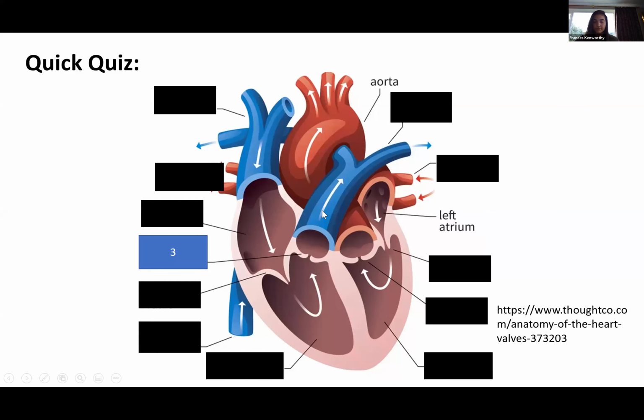Number 2 as well, great, 75% getting it right again. That is the left atrium, so that's where oxygenated blood comes in from the lungs, from those pulmonary veins, and then down to the left ventricle.